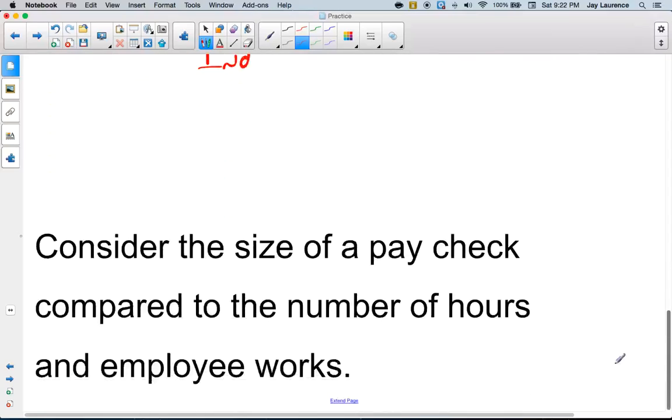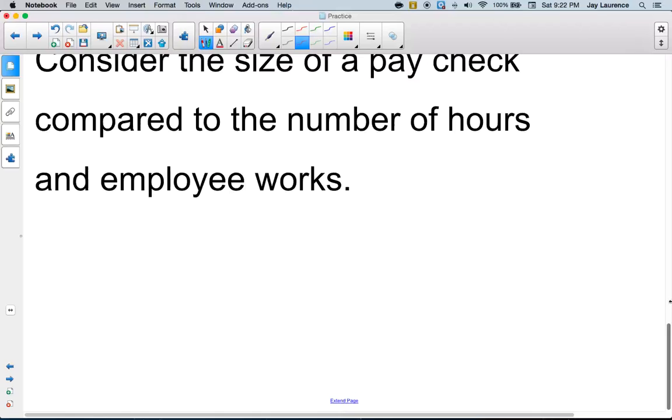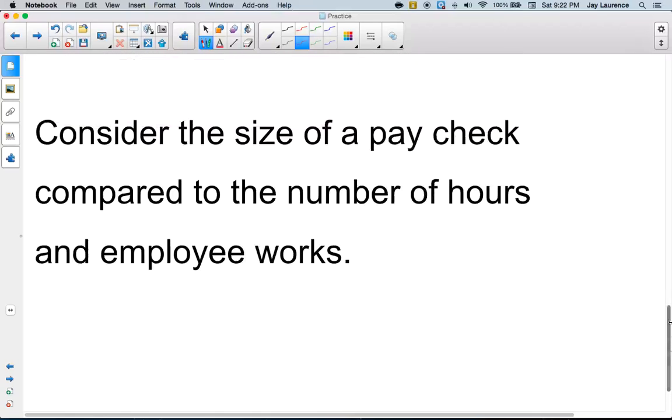Okay, last one. Consider the size of a paycheck compared to the number of hours an employee works. Well, the store, the workplace you work for, doesn't give you a check and say, now you have to work this many hours. They tell you they'll pay you a certain amount per hour, maybe $9 per hour. So the hours worked, or the time, is your independent variable. The more hours you work, the more your paycheck, the size of your paycheck goes up. So the size of your paycheck is the dependent variable.